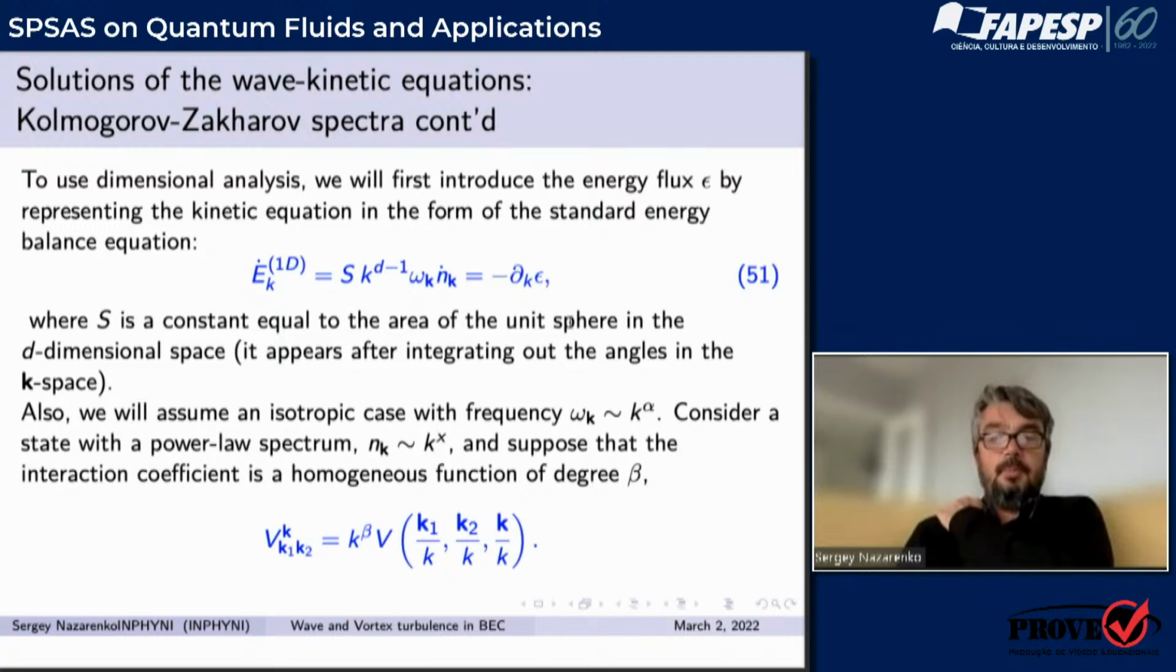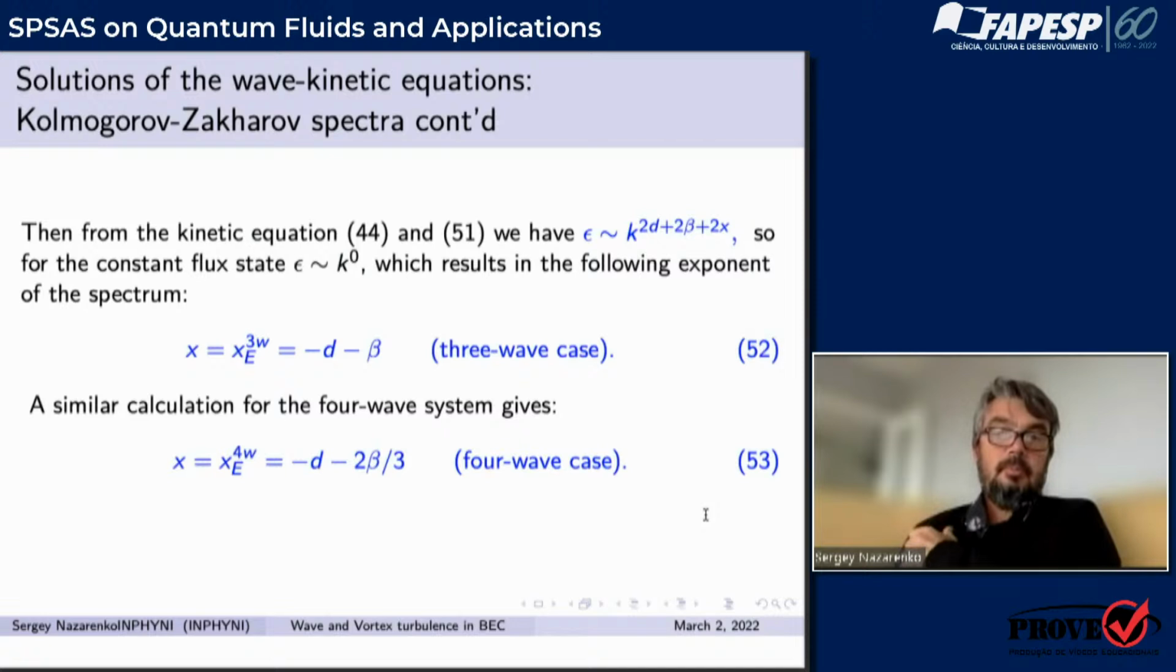If we do that, then we can substitute the spectrum in the Pao form, n_k equal to k to the power x, and balance the dimension of the wave number, which is an external variable with respect to the integral that will appear here from the kinetic equation. Balance the power of k on the right-hand side and left-hand side of this equation. What I write here are actually the expressions in the most general three-wave kinetic equation and four-wave kinetic equation. Never mind that, I won't go into detail.